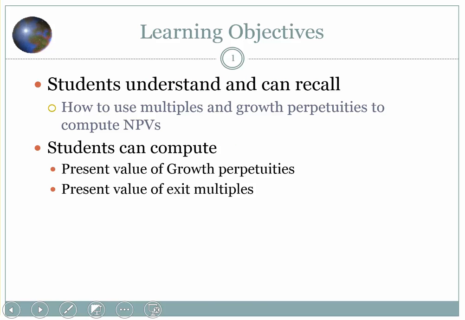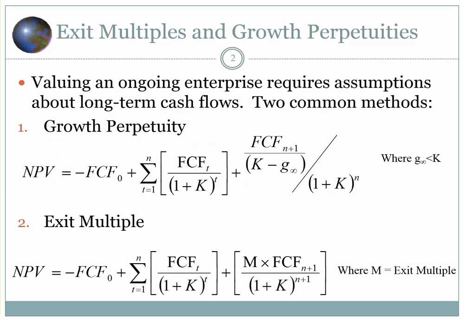So in this topic, we'll try to talk about how to use multiples and growth perpetuities to compute NPVs. And we'll calculate the present value of growth perpetuities and the present value of exit multiples. This topic is the last of calculating NPVs. NPV is the present value of future cash flows.